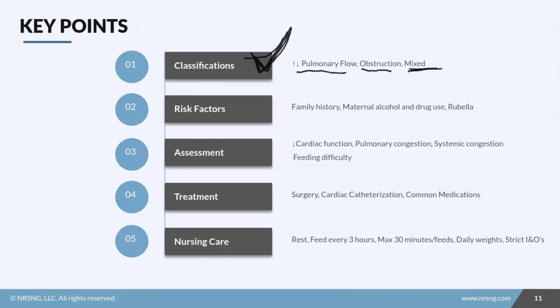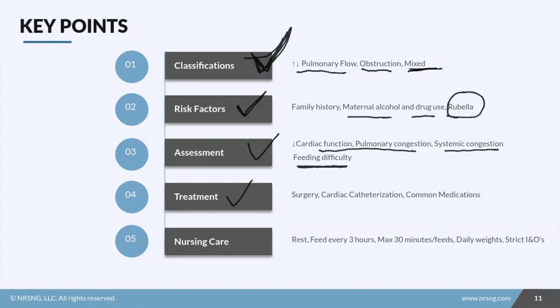And then your risk factors for a kid developing these in utero are having family history, maternal alcohol use and drug use, and then exposure to rubella, the infection rubella, while the mom is pregnant. Remember, your assessment is going to be focused on looking for signs of decreased cardiac function, pulmonary congestion, systemic congestion, and don't forget about that feeding difficulty as being a very important part of our pediatric congenital heart defect assessment.